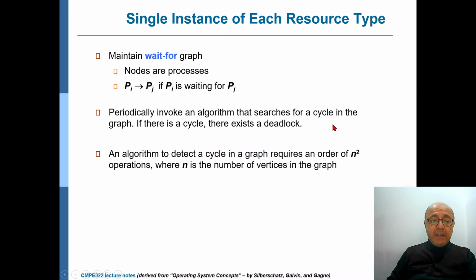Now, with the wait-for graph, we can easily detect a deadlock by checking for cycles. If there is a cycle, then there's definitely a deadlock. However, how do we run these algorithms and how often do we run them? Because typically the cycle detection algorithms in a graph with n vertices have a complexity of the order n squared. So we don't want to run an O(n²) algorithm very frequently.